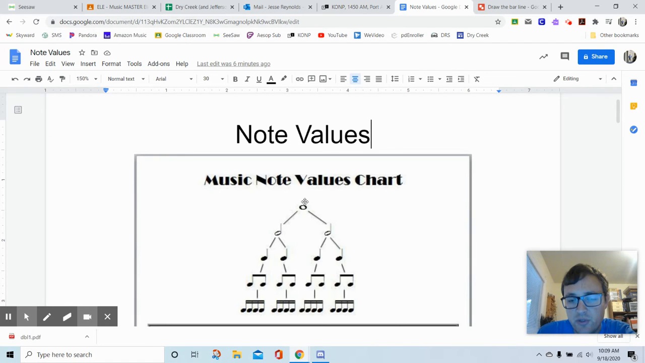So the top one is a whole note, and a whole note, if you wanted to, you could sort of break it in half and make it turn into two half notes. That's what they're called, half notes. You have a whole note, which is like a whole thing, a whole chunk, and then you cut it in half and you get two half notes. Crazy, huh? And you cut those in half. Well, what happens when you cut a half in half? Well, you get quarters. So then you have 4 quarter notes, right?